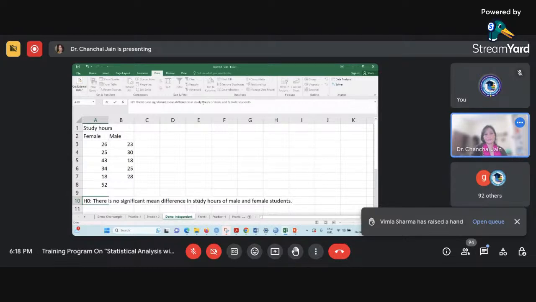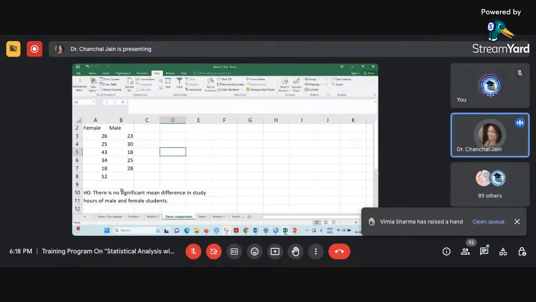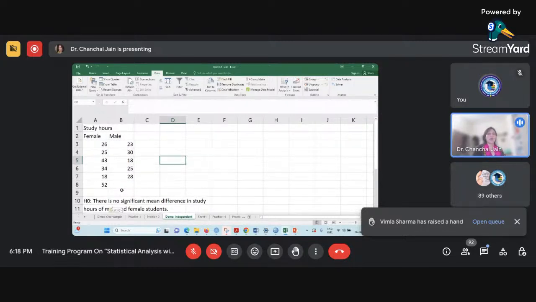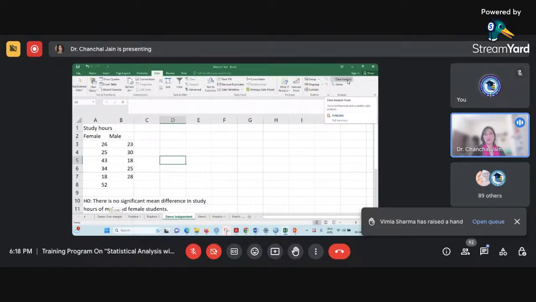So this is our null hypothesis. We want to test this null hypothesis at, suppose, 5% level of significance, right? So now you need to go to the data tab. You can click on that and then you can find the data analysis, which we have already added yesterday. I hope I do not need to repeat the process of the data analysis toolpack.